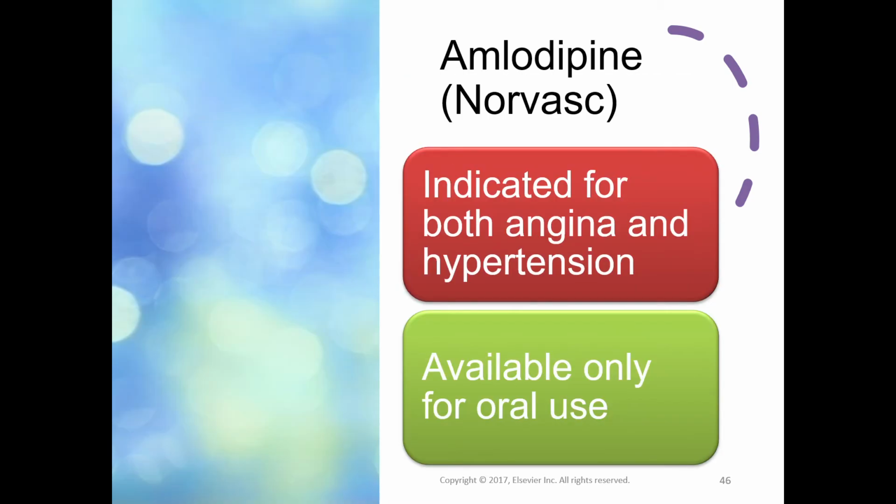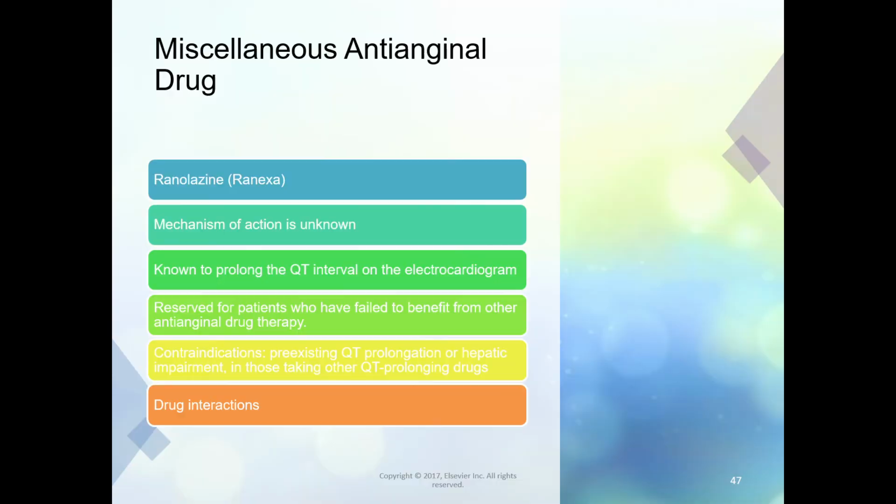Amlodipine is a different type. We give it also for similar reasons, angina, hypertension. We only give this orally. A lot of patients will be taking it from home. Now, there's a couple of anti-anginal drugs like Ranexa. We don't really know what they do. We know that we have to watch out with the QT interval on the electrocardiogram. And we usually use Ranexa for patients who have failed all of the other ones that we talked about.